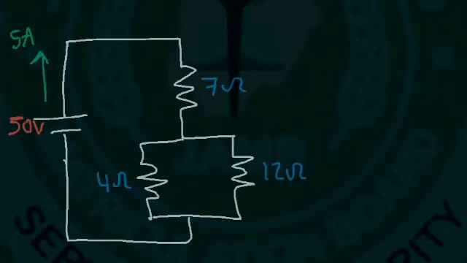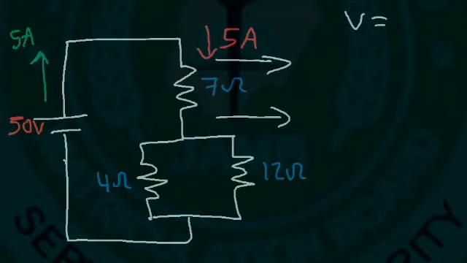So we know that 5 amps of current flows through the 7 ohm resistor. So what is the voltage across the 7 ohm resistor? V is equal to IR. So the current is 5, the resistance is 7. 5 times 7 is 35.